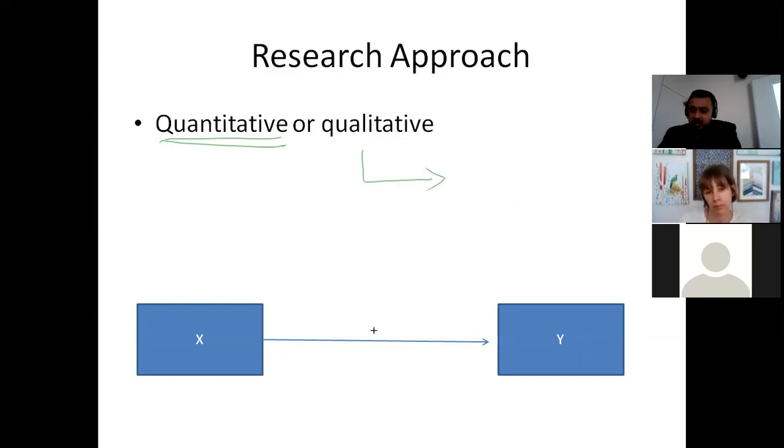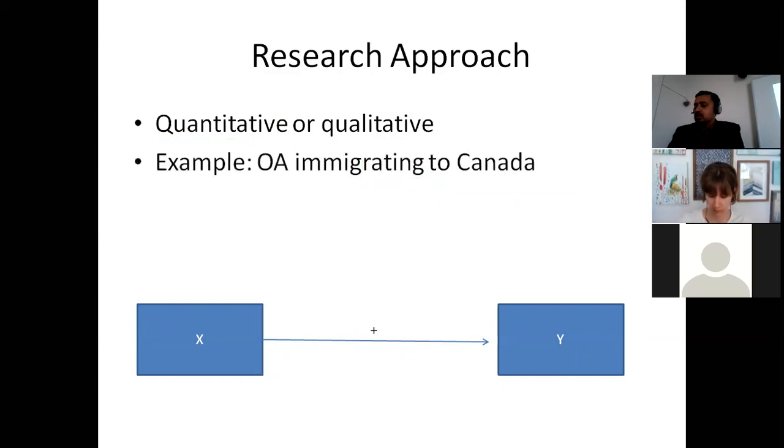Okay. Now, let's think about an example. Let's move this forward. If you are interested in finding out about older adults immigrating to Canada, okay, there are two things. You can have data, or you can have phenomenology.